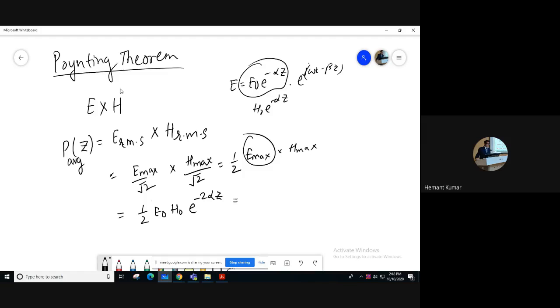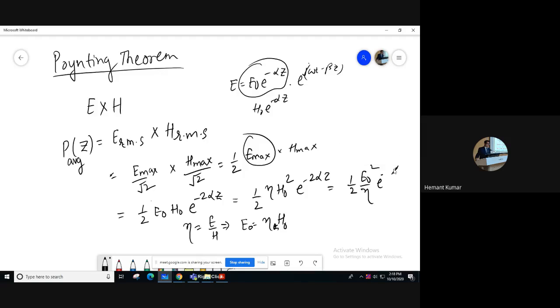Now if you put eta is equal to E upon H, then you can write E as eta into H. So E naught is equal to eta into H naught. So you can write it in terms of H naught square, or you can also write it in terms of E naught square. These are the two formulas that you can use to calculate the average power.